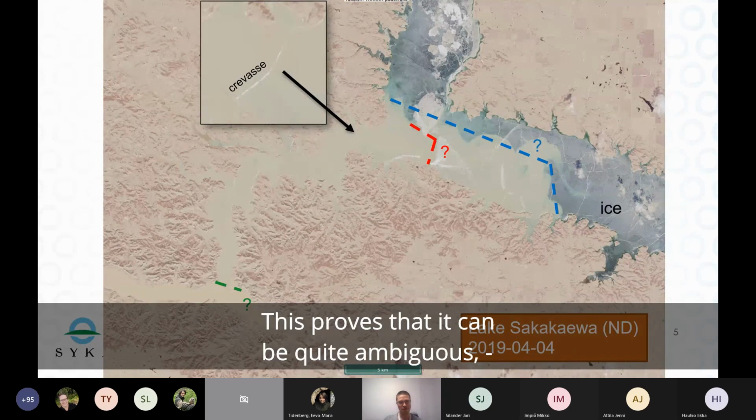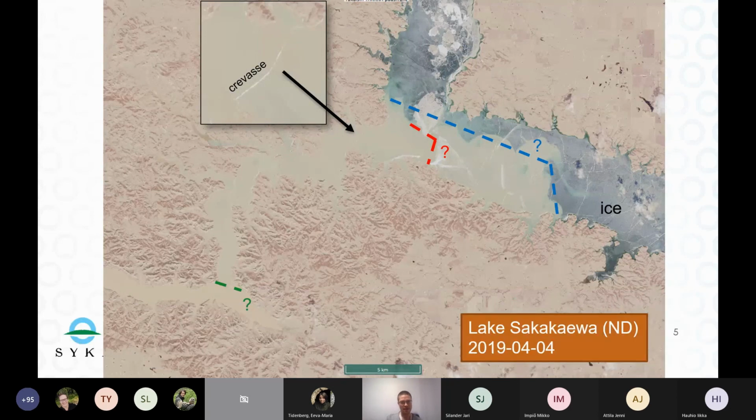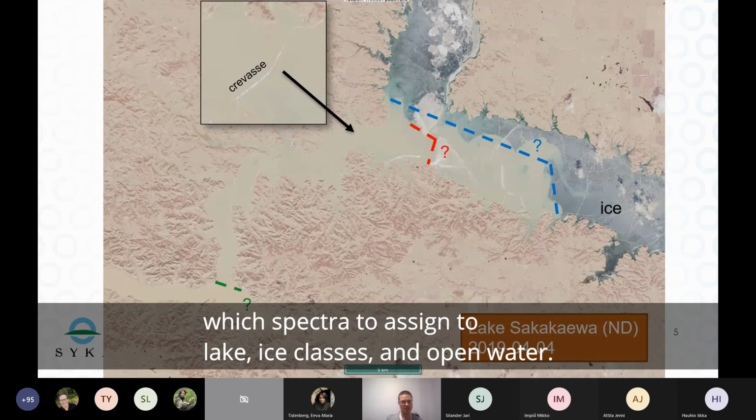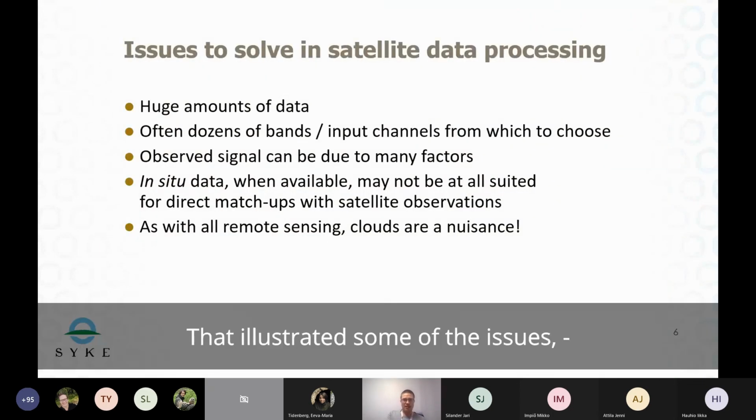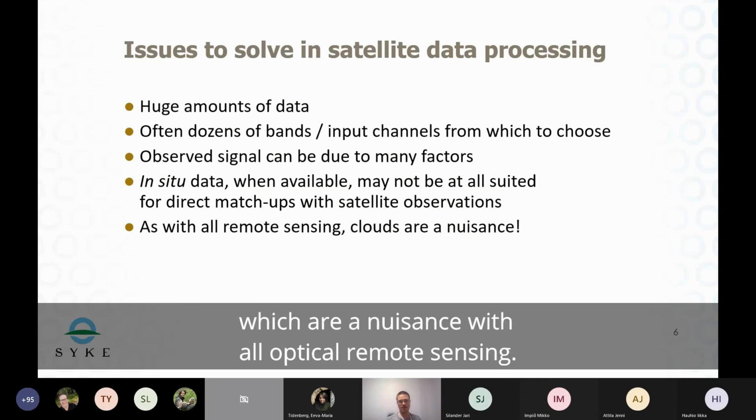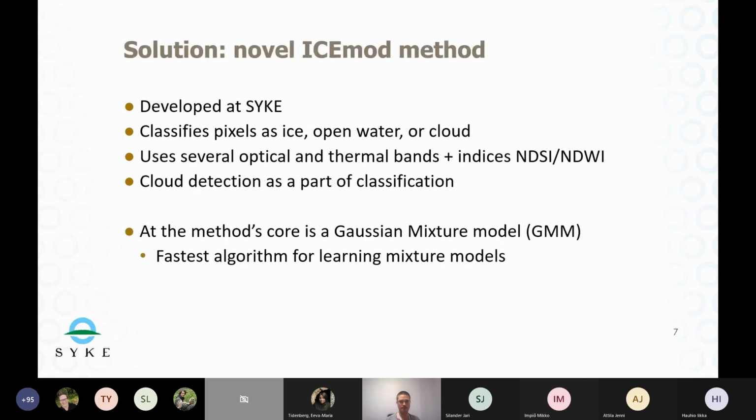And this proves that it can be quite ambiguous which spectra to assign to lake ice classes and which to assign to open water. That illustrated some of the issues, but another one is clouds, which are a nuisance with all optical remote sensing.